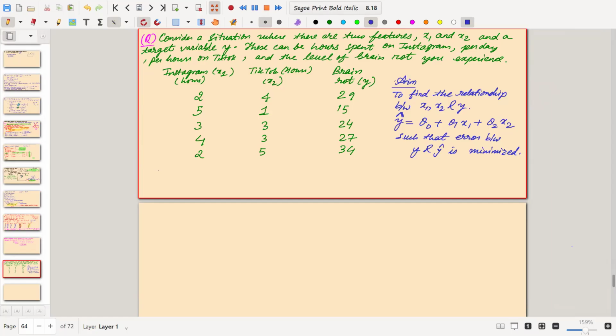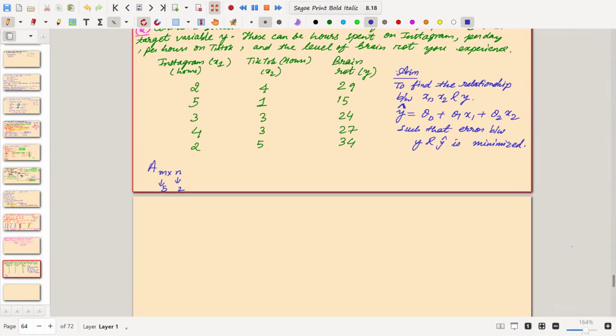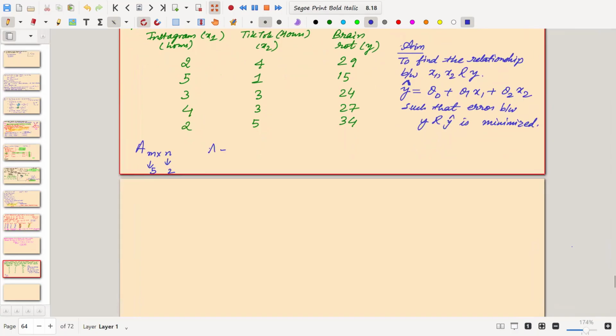So how many data points we have? A was an M cross N matrix. M was the number of data points. How many data points you have here? 5. N is the number of basis functions. How many basis functions we have? x1, x2, 2. So A should be a 5 rows and 2 column matrix. That's how you do this. This is the catch. How you implement the theory into problem. So therefore, your A matrix is not a square matrix. It is a rectangular matrix and it is this matrix.